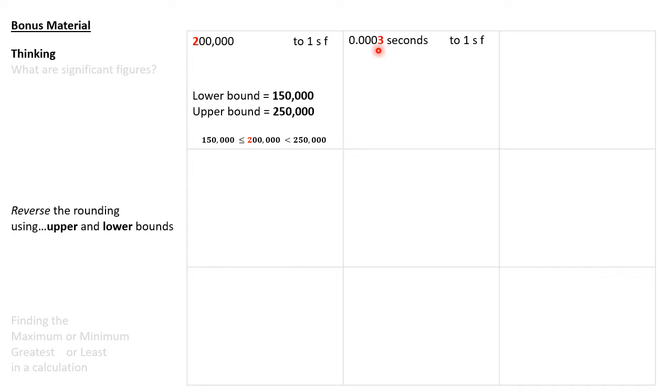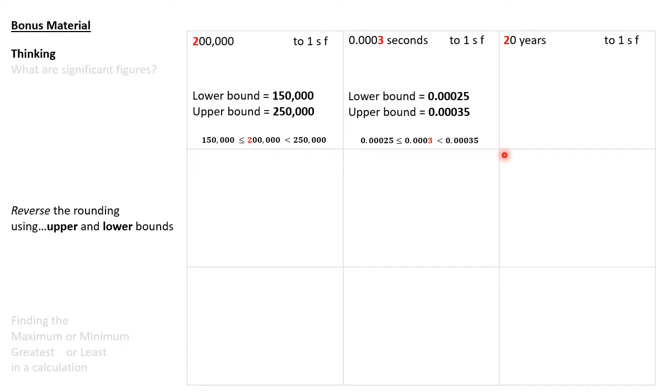The second one, 0.0003 seconds. Again, to find my upper and my lower bound, I'm going to jump into the next column and add or subtract 5. So in this case, it would be 0.0005 of a second that I need to subtract or add on to get my upper and my lower bounds. And again, I could write that as an inequality.